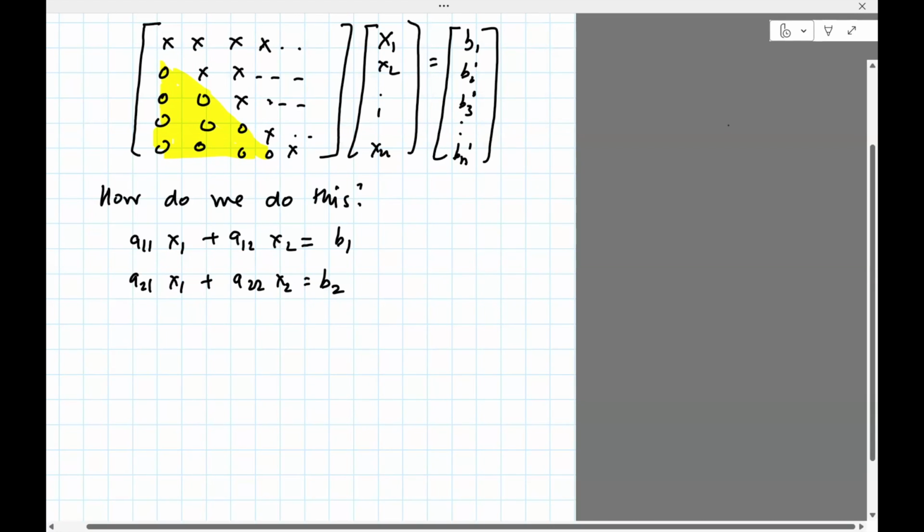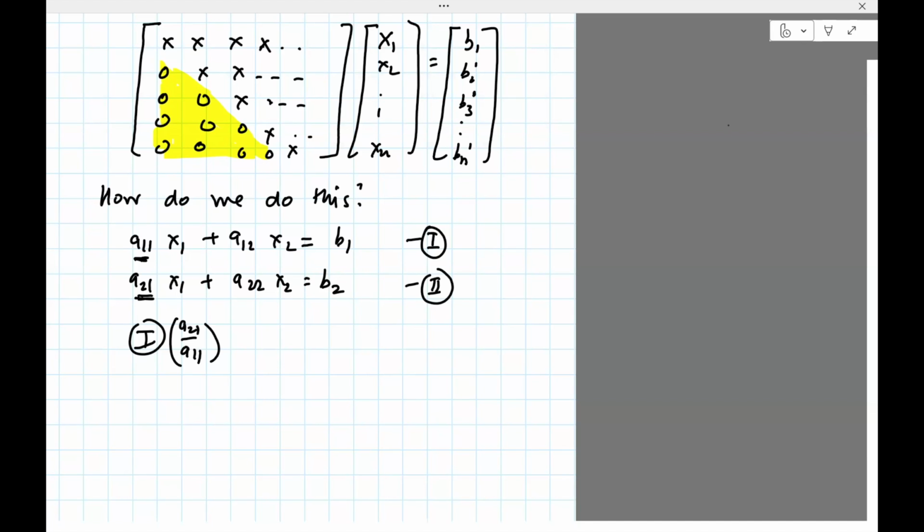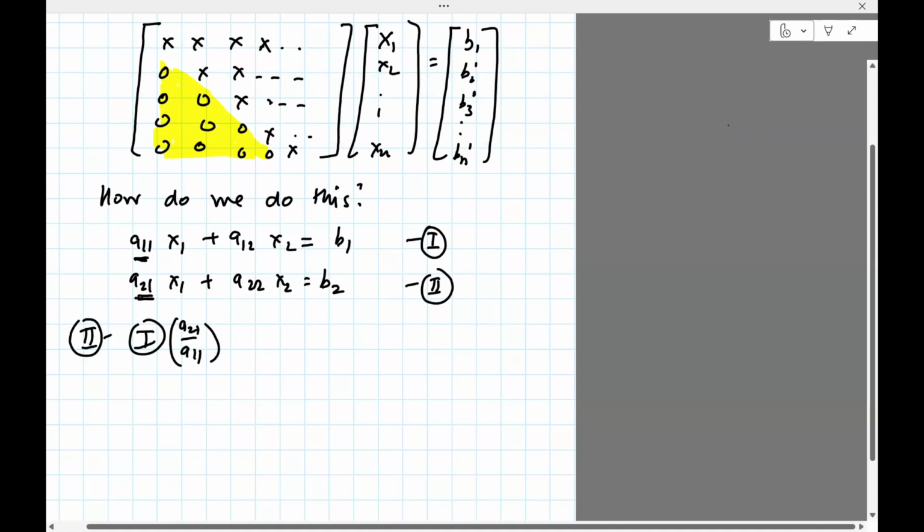So what we'll do is we'll take, let's call that 1 and 2. So we'll take 1, we'll divide it by a11. Okay, so a11. Then we'll multiply it with a21. So a21. So you've taken the coefficients of x1 in that fashion. So this is being multiplied with equation 1, and then take 2 and subtract that from 1. So what is that? What does that do?